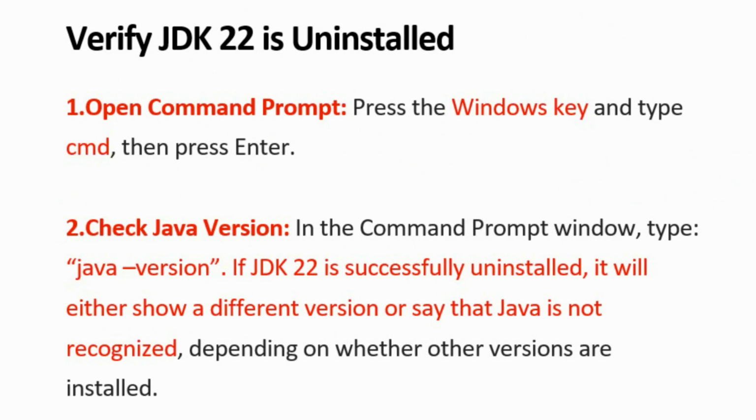To verify JDK 22 is uninstalled, open the command prompt, then type the command java -version. If JDK 22 is successfully uninstalled, it will either show a different version or say that Java is not recognized, depending on whether other versions are installed on your system.